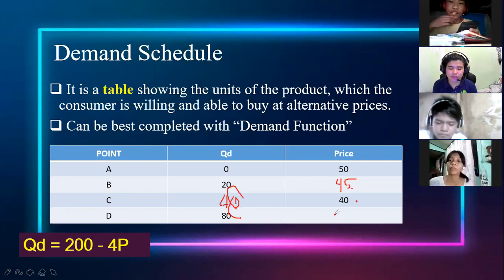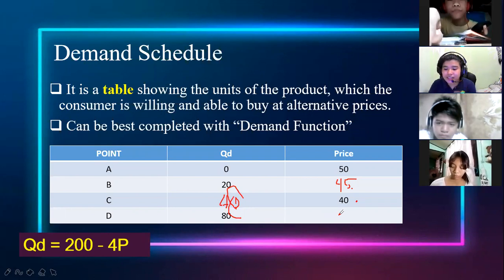What I did is first I transposed the 200 and I subtracted it to 80. Then after that, I divided them by 4. So the answer became 30. The answer is 30, po. Okay, correct. That's 30.